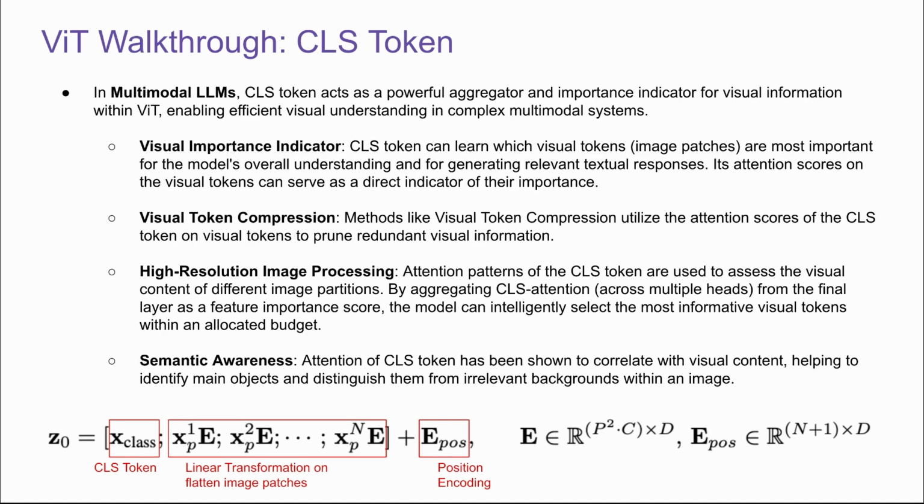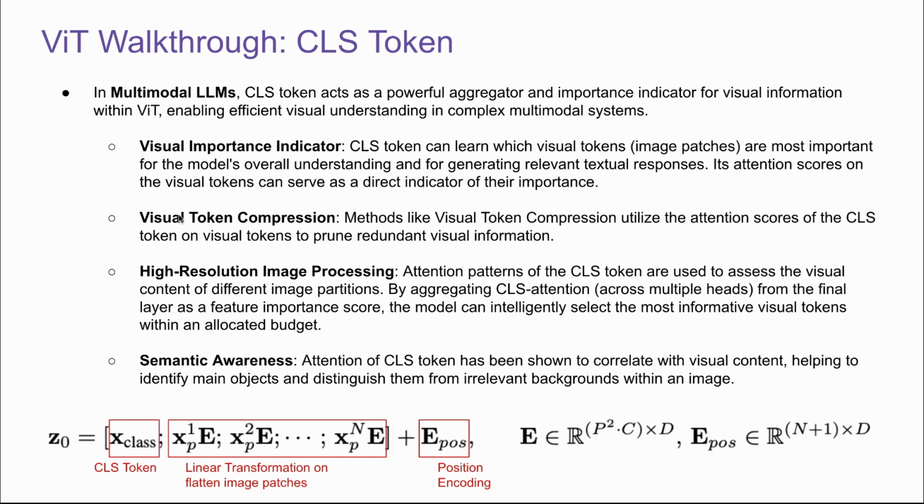And if we move beyond classification tasks, in multimodal LLMs, the CLS token acts as a powerful aggregator and importance indicator for visual information within ViT, enabling efficient visual understanding in complex multimodal systems. It acts as a visual importance indicator. The CLS token can learn which visual tokens or image patches are most important for the model's overall understanding and for generating relevant textual responses. Its attention scores on the visual tokens can serve as a direct indicator of their importance.